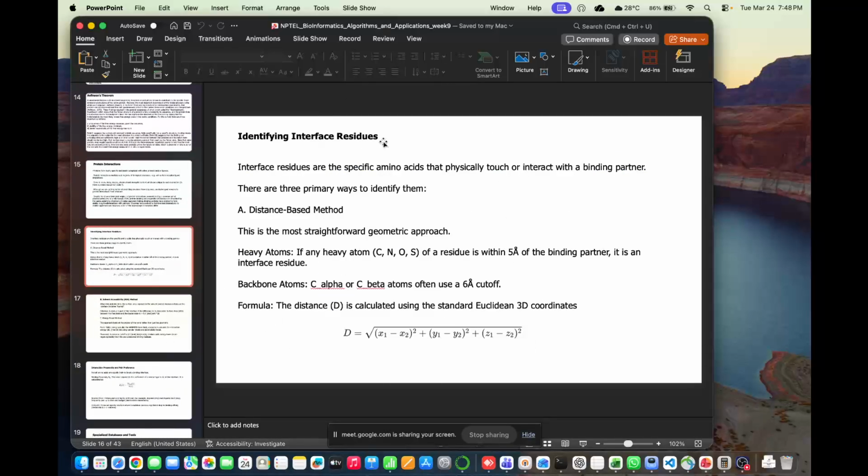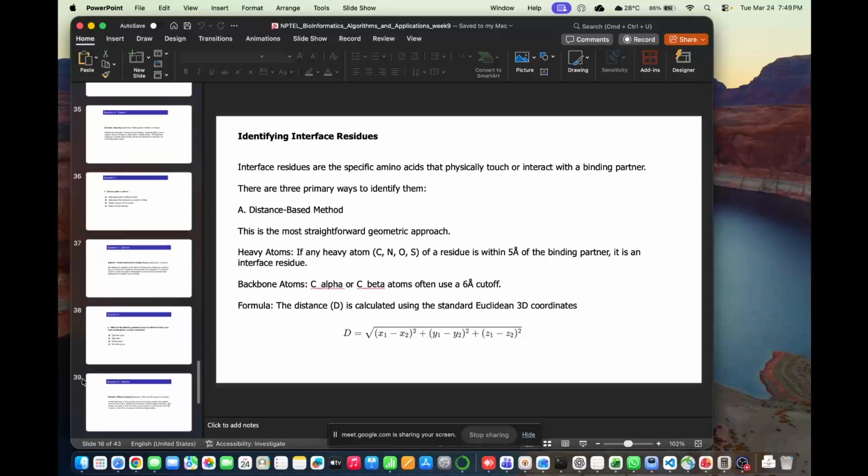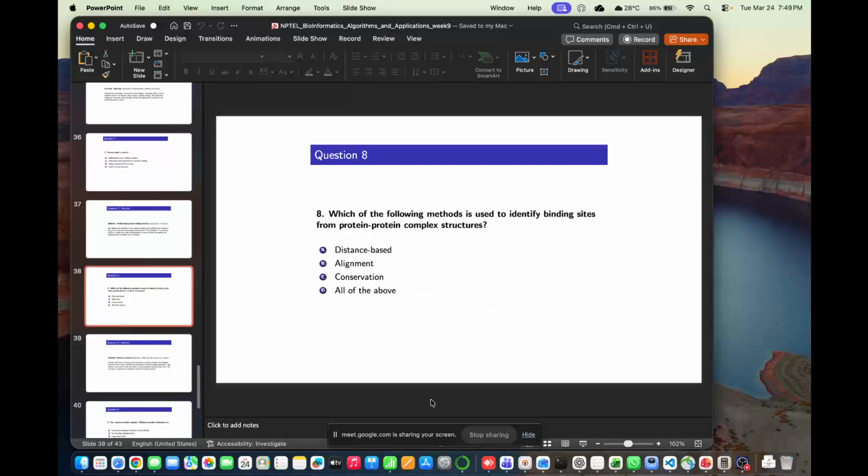When you try to identify interface residues, what you do is basically use the standard geometric Euclidean method to find the distance between your residue and any other heavy atom residue, whether present or not. So from the C alpha and the C beta atoms, generally the distances are calculated, and they use a 6 angstrom cutoff. So you use a Euclidean distance metric to calculate this. Okay, so this will be distance based.